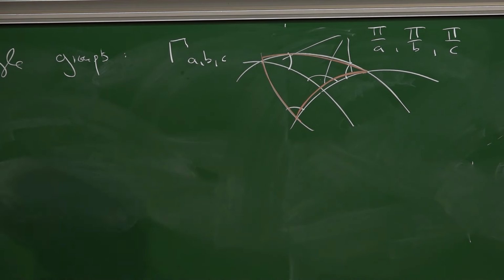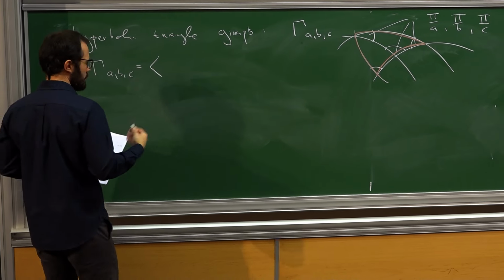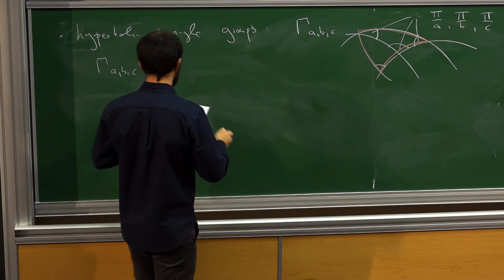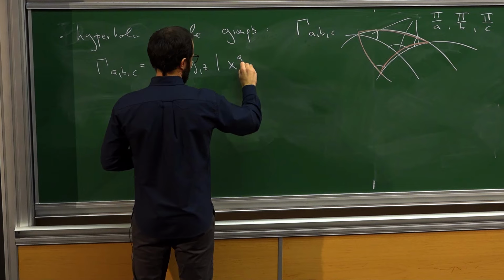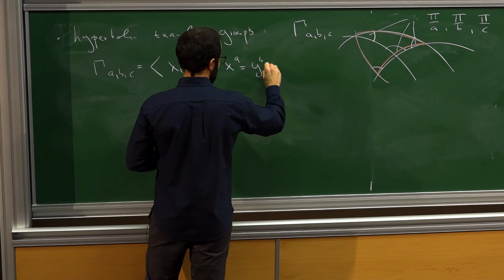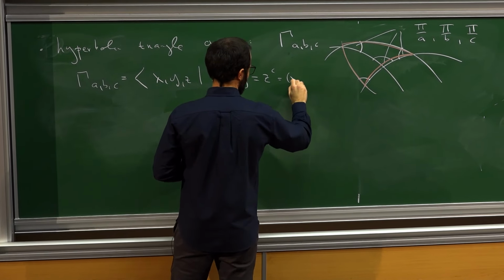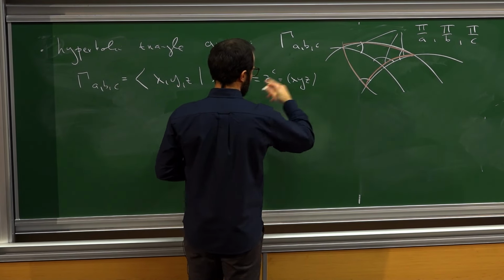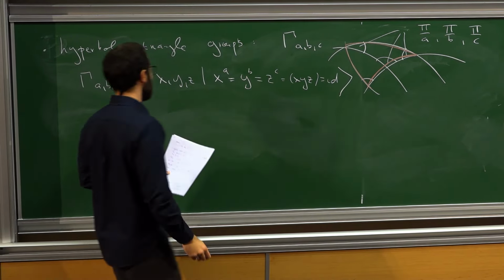And the presentation of this gamma is written using the generators, which are the rotations around these 3 points. So let's call them x, y, and z, where x to the a is identity, y to the b is identity. So these are the 3 rotations. z to the c is identity. And also, if we go around the triangle and rotate, we get nothing. So this is the presentation.